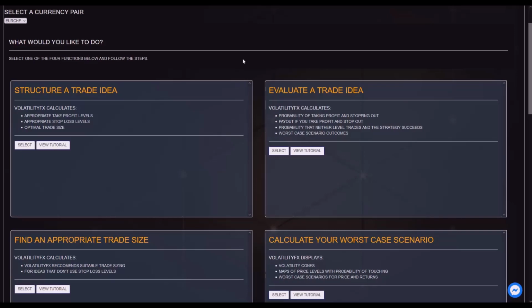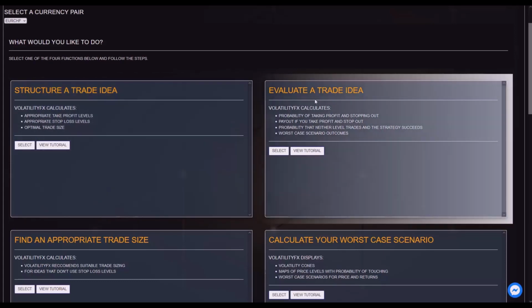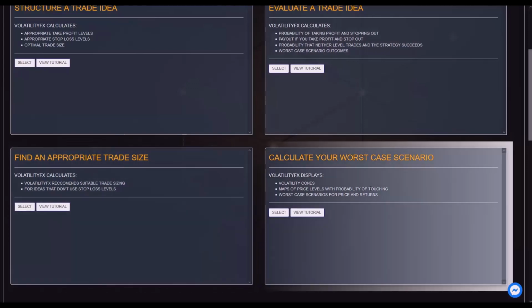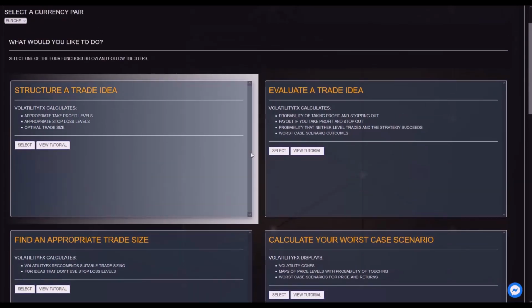The VolatilityFX FX Pocket Risk Department offers four main value propositions for FX sales and trading. You can structure a trade idea, evaluate a trade idea, find an appropriate trade size if you don't use stop loss levels, and then finally run scenario analysis to calculate your worst case scenario.